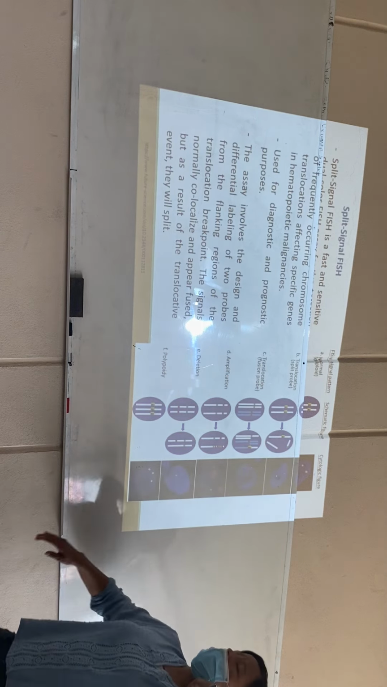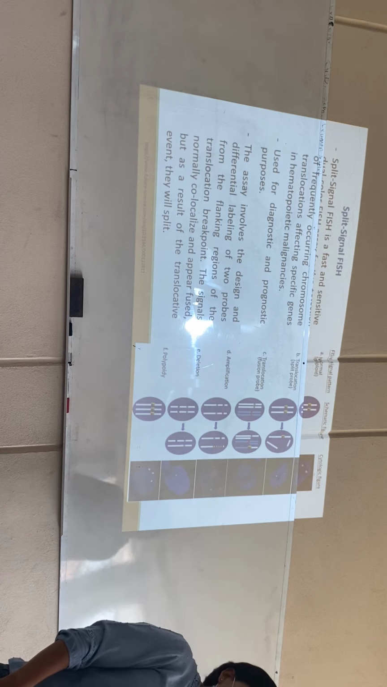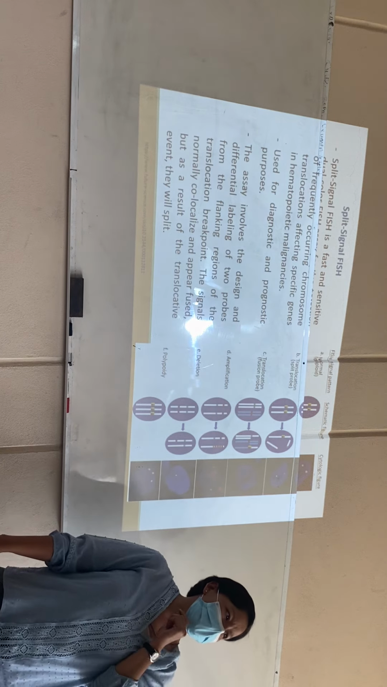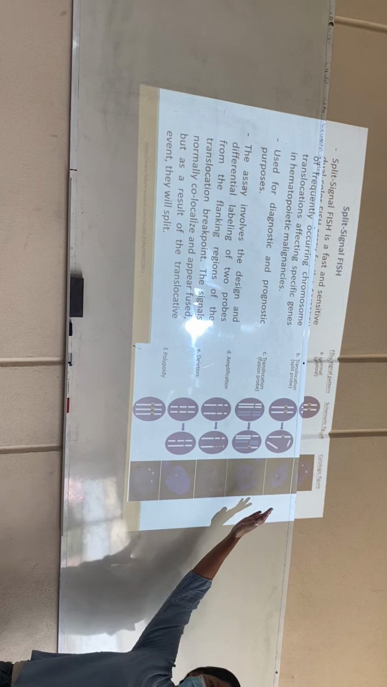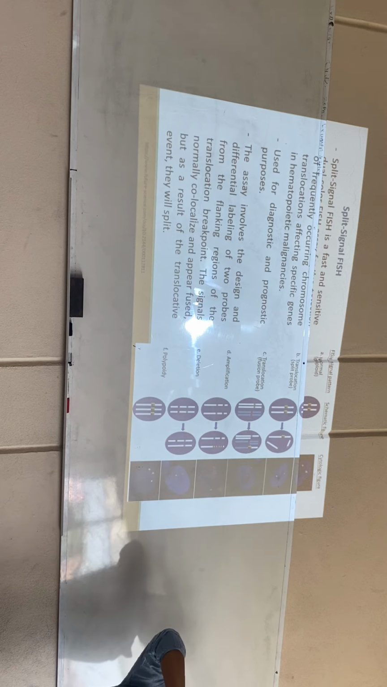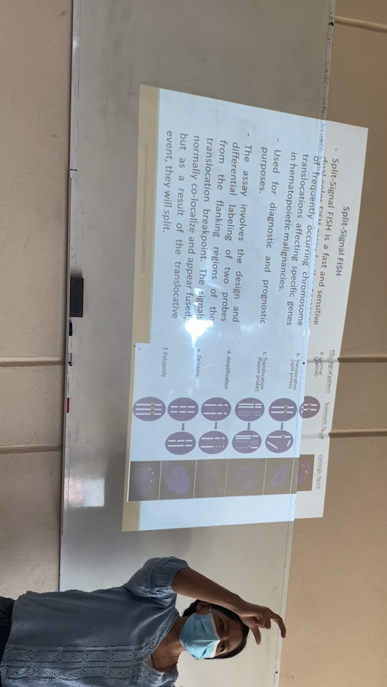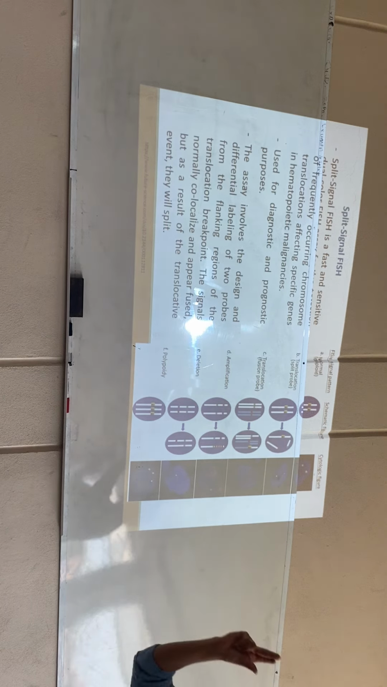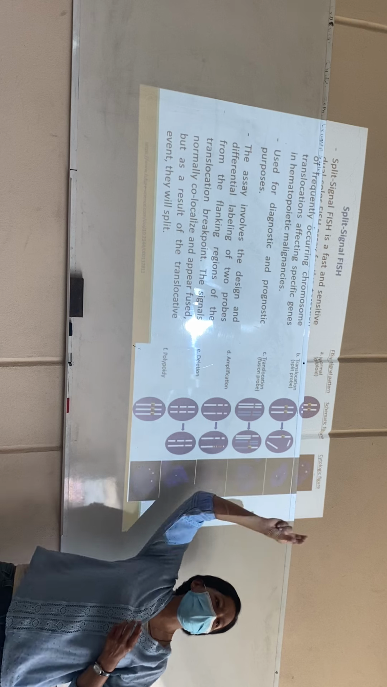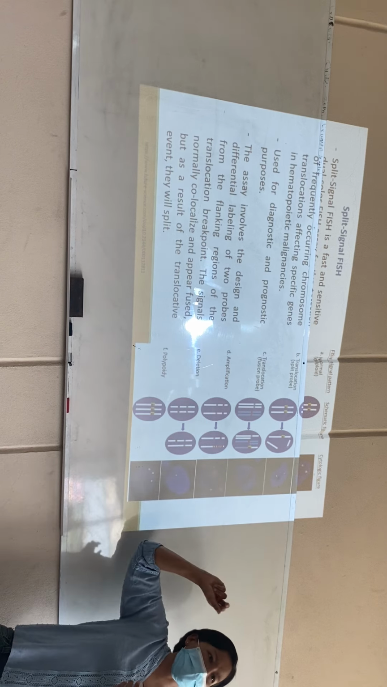Okay. The last one is this one. This one is utilized to identify changes in the chromosomes, changes that are affecting or causing a disease. What type of changes? We have several types of changes. Translocation. What is a translocation? The change of a fragment of a chromosome into another chromosome or another region of the same chromosome.